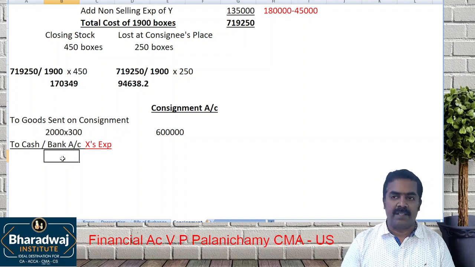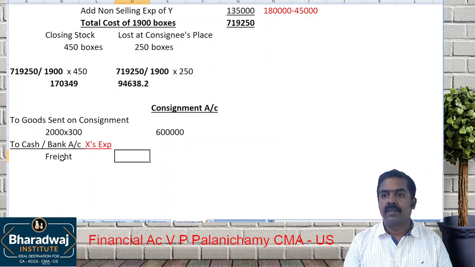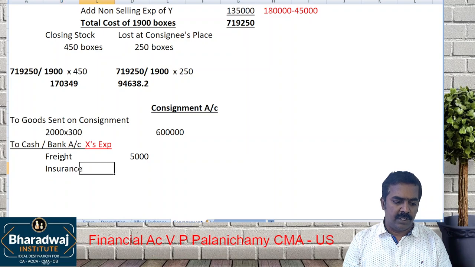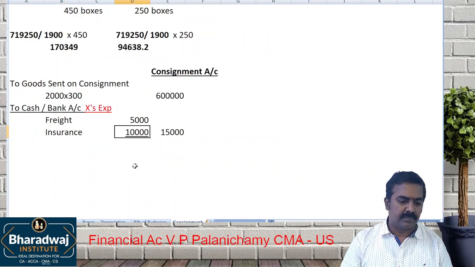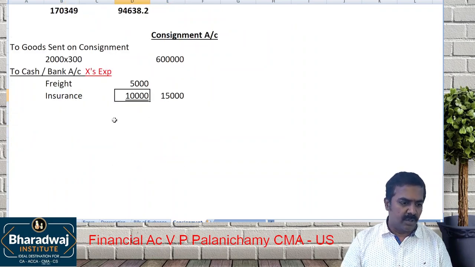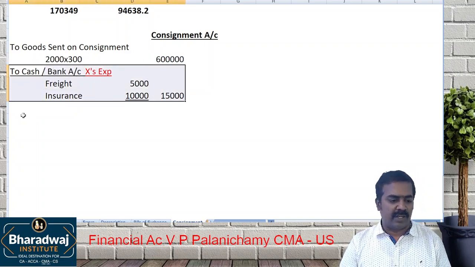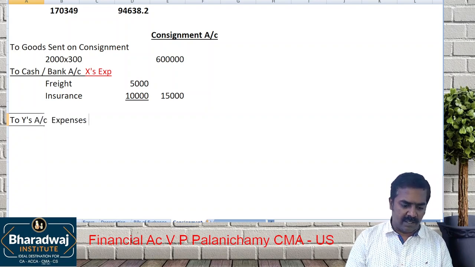What are the expenses spent by X? Freight charges how much? 5,000. Then insurance charges how much did he spend? 10,000. So in total we have spent 15,000. Take it up. Consignment account, to goods sent on consignment 6 lakhs, to cash or bank account for expenses. To Y account, this is for expenses and commission.